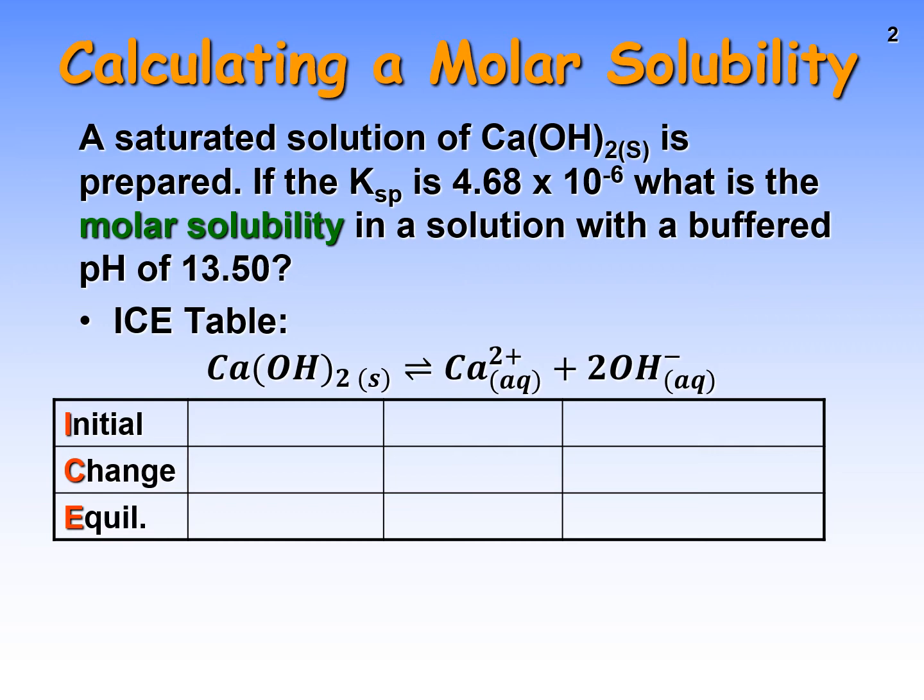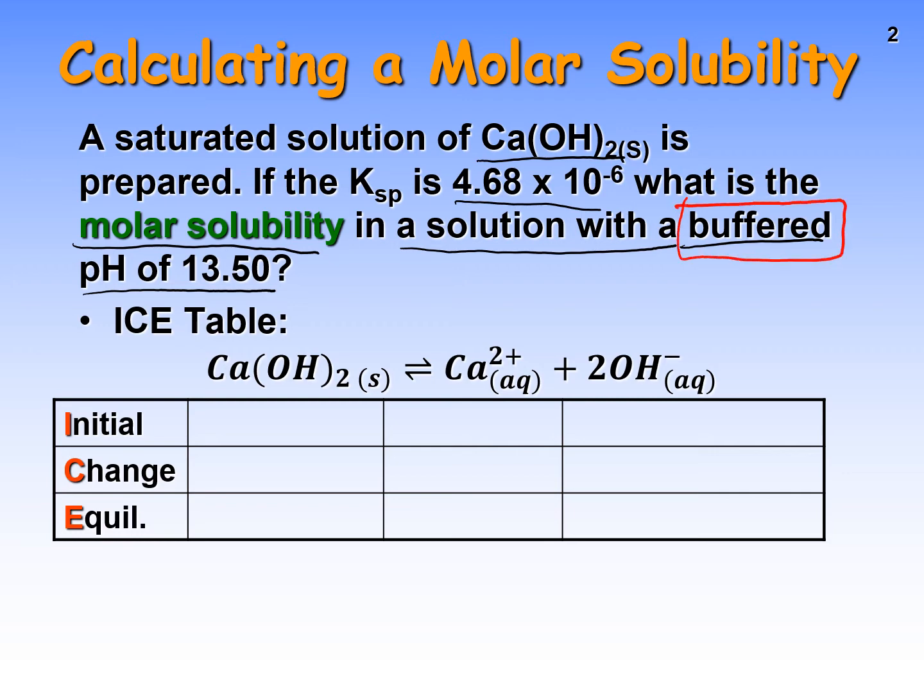So let's say, okay, what if we're calculating again the molar solubility of calcium hydroxide, same KSP, but this time it's in a solution with a buffered pH of 13.5. Now, the key word here, and it's very important that we realize it, is this buffered. Buffered means that your pH, going to pOH, going to OH minus concentration, like we did in a past problem, is not equal to the equilibrium condition. Because buffered means this is not changing.